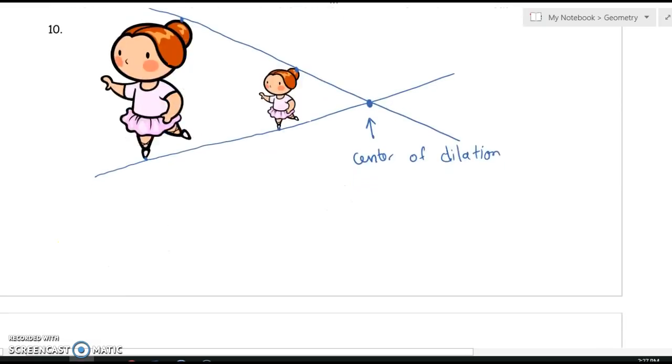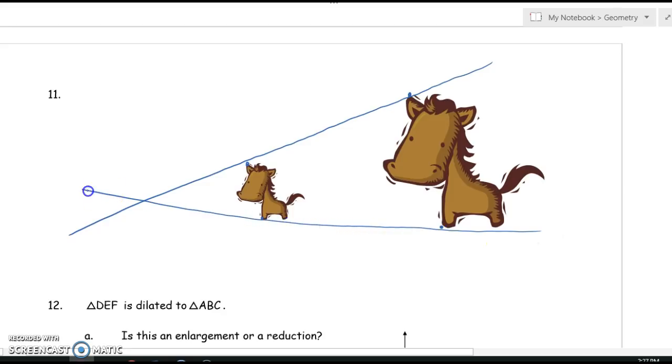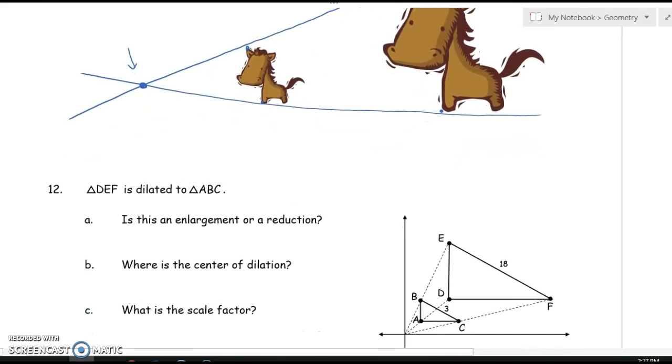All right, same idea with number 11. There's this horse. You pick a point somewhere at the top, so maybe like his ear here, and then you connect the 2 points together and draw a line as best you can. And then you pick a point somewhere at the bottom of the horse, so maybe his feet or something. Connect them together, extend it, and that would be your center of dilation right there. All right, so that's our little constructions of dilations.